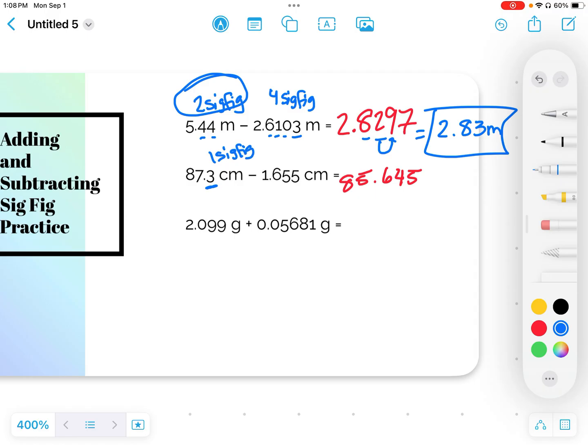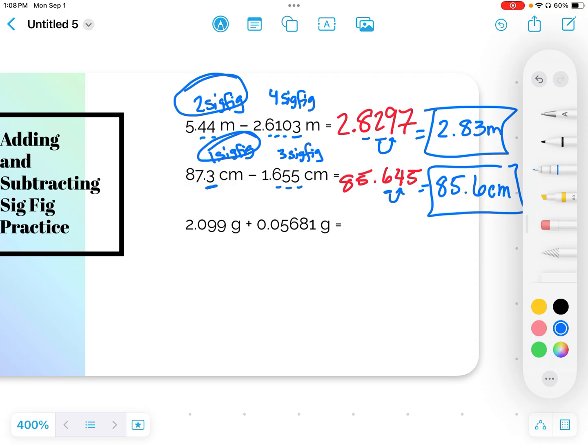And then we have 1.655. We have 1, 2, 3 sig figs here. I always go to the least amount, so I'm going to go to 1. Again, I ignore the 85. I just go to 6. I look behind. It's a 4. So I ask myself, am I going to round up or stay the same? Well, it's 4 or lower. So I'm going to keep it as 85.6 centimeters.